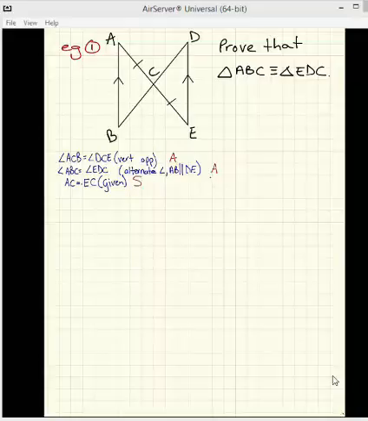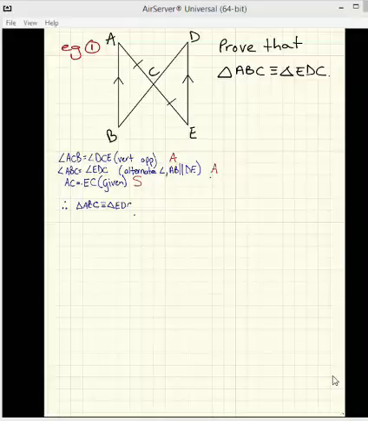So what we have there is angle, angle, side. So once we know that, we can say, well, therefore, triangle ABC is congruent to triangle. Now have a look. Which angle is it that corresponds to A? Well, in this case, it's E. And then the angle corresponding to B is D. The angle corresponding to C is obviously C.